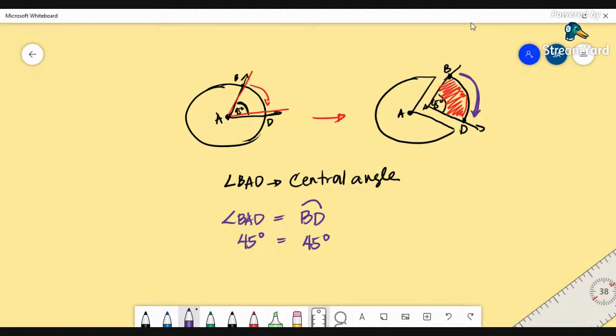If the arc comes from the central angle. Okay? So, for example, meron ulit tayong isang circle. Let's have another circle.